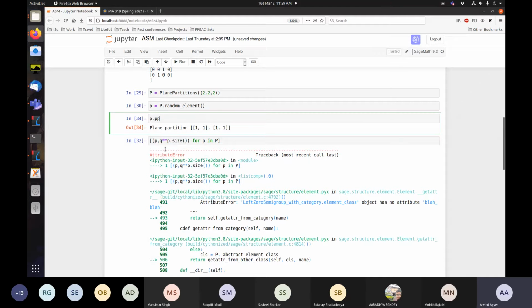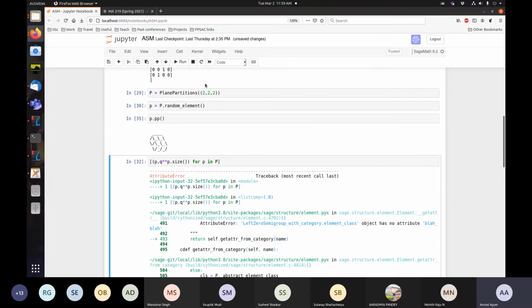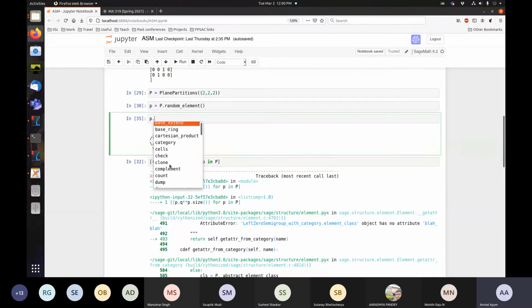Oh yeah, the one thing I wanted to show you. This is the partition 1, 1, 1, 1 inside 2, 2, 2, and you can use pretty print for that also. You can see there are 4 boxes. Anyway, this is done using QTaskIR. But where is size? Okay, that's strange.